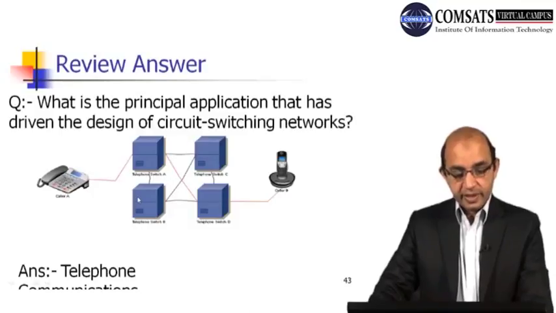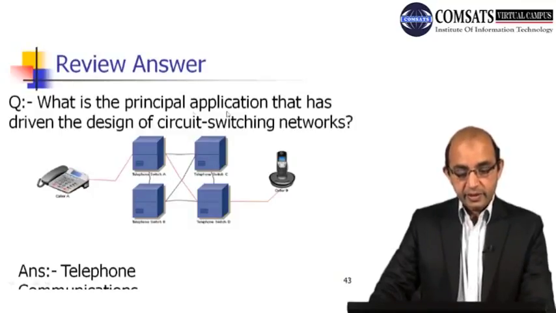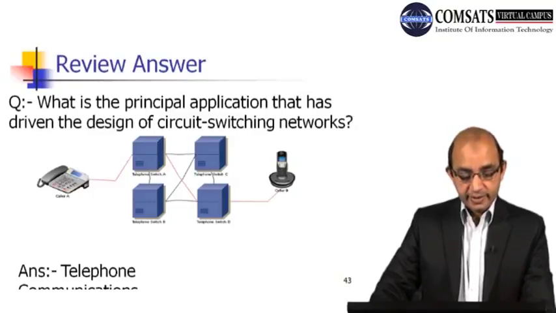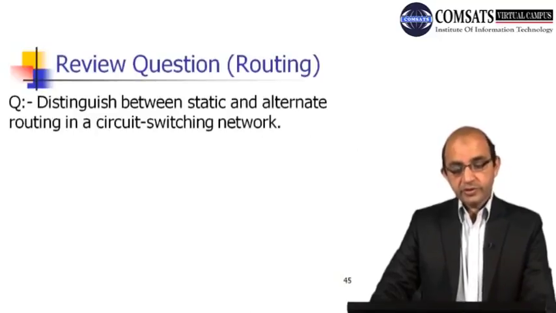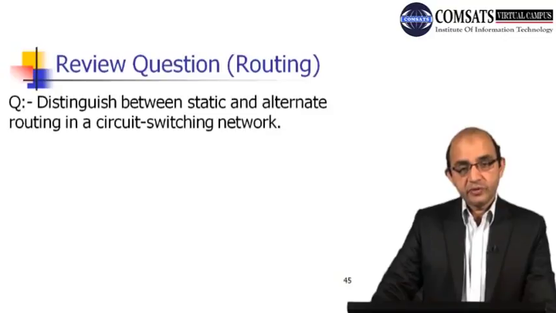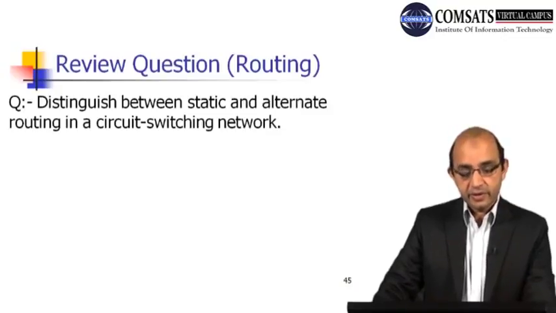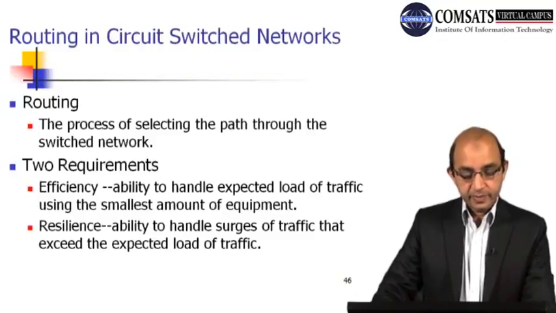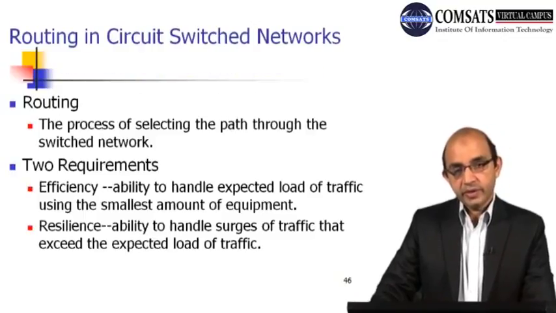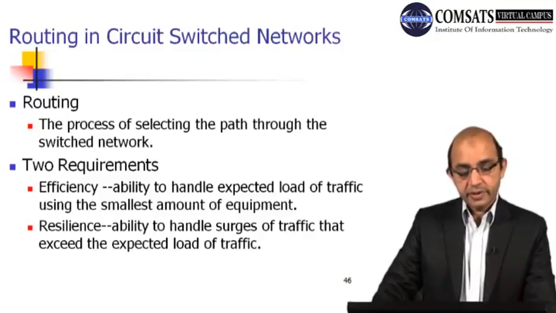So here we have the answer: the principal application that has driven the circuit switching network is the conventional telephone infrastructure, or conventional PSTN lines, or conventional telephony network. So let's talk about routing. We have to distinguish between static and alternate routing in a circuit switching network. First we need to understand routing. It's about selection of a path from one point to another point within the switching network.